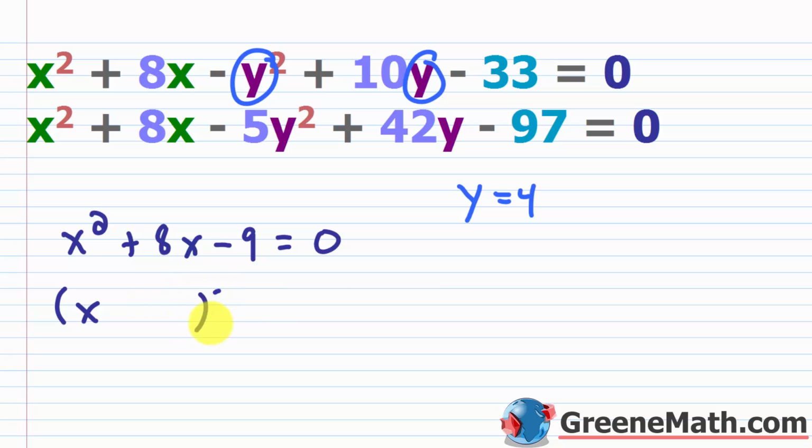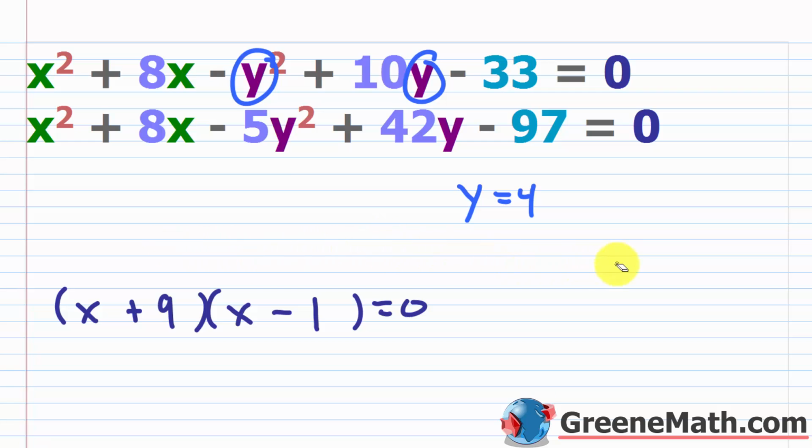So pretty easy overall. If you want two integers that sum to 8 and give me a product of negative 9, well, I know I will want to use positive 9 and negative 1. So the solutions here for x would be negative 9 and positive 1. Okay, x plus 9 equals 0. The solution is x equals negative 9. X minus 1 equals 0. The solution is x equals positive 1.